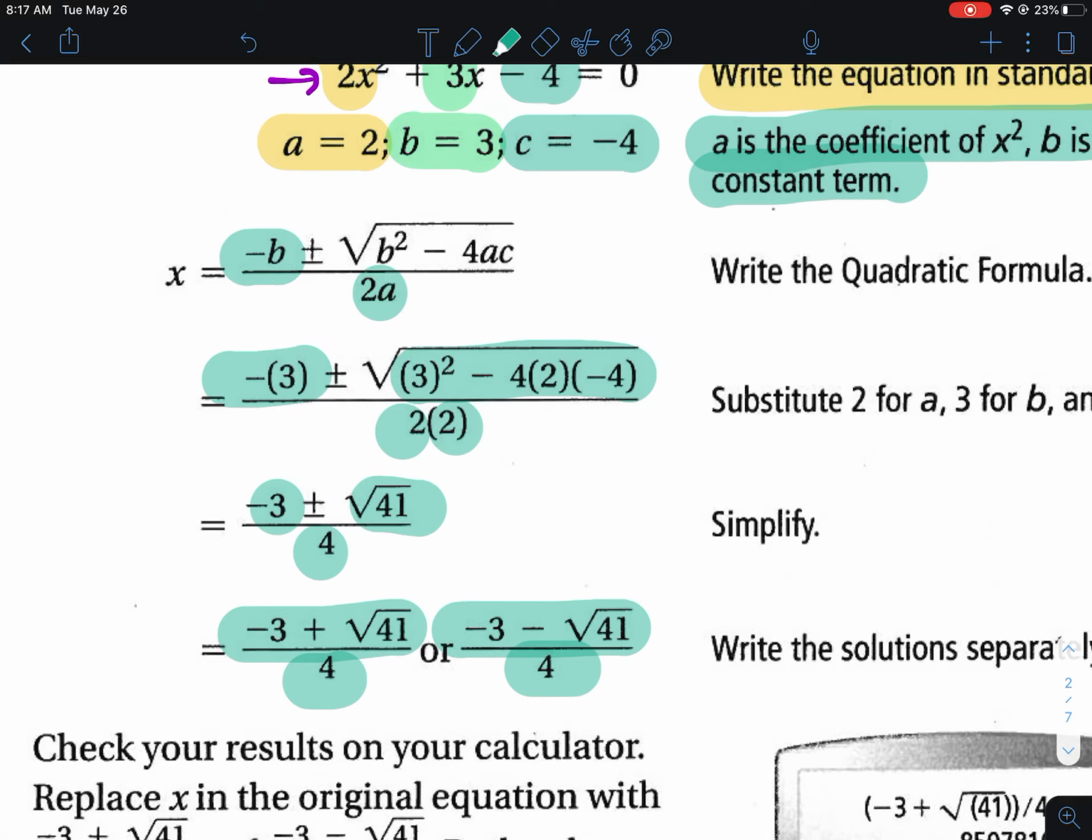Okay. And I just want to show you, so they've written their answer as one whole component, one big fraction. Negative 3 plus or minus the square root of 41 over 4. It's really two answers still. We have negative 3.